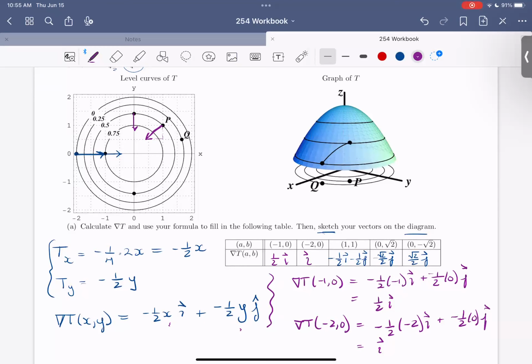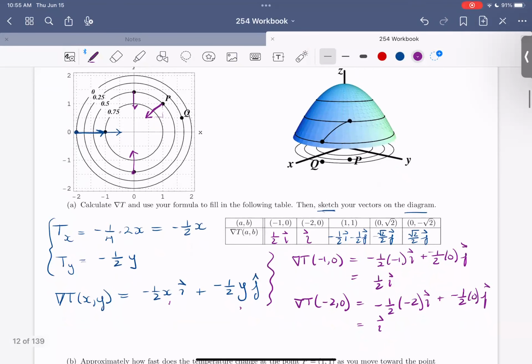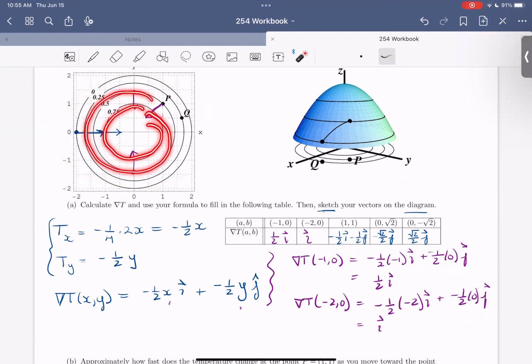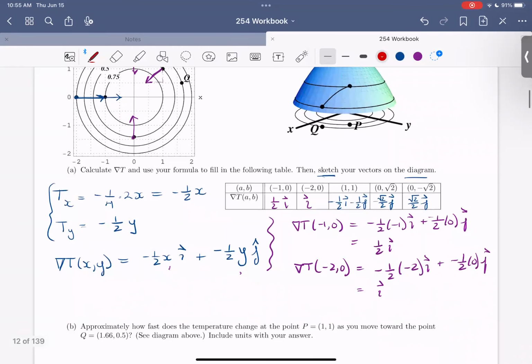All right. And then that last vector, the point 0, negative root 2, is going to be down here at this point. And our vector is positive √2/2. It's going to look something like this. All right. So now I'd like you to make some observations about these gradient vectors. Maybe some observations in how they relate to the level curves, or maybe their lengths. And let's write down a few observations together.